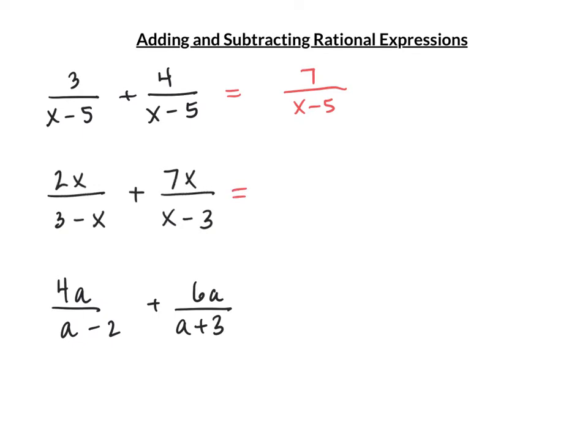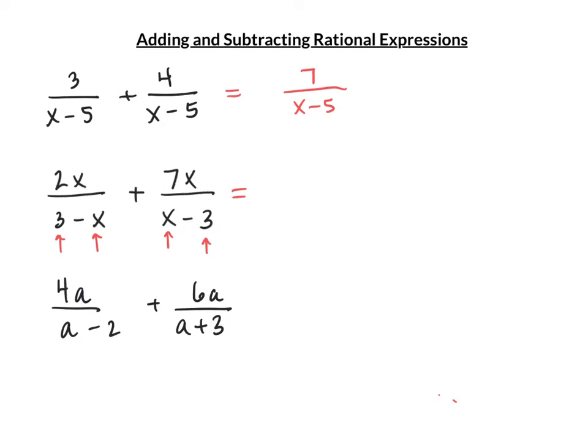In the second one, you might look at this and think, well, 3 minus x and x minus 3 are different. Well, you'd be correct. They are different. However, they're actually opposites. See how the 3 is positive and the 3 is negative? And the x is negative and the x is positive. 3 minus x and x minus 3 are exactly the opposite of each other, meaning they're only different by a negative. So what you can do is pull a negative out of one of those denominators.